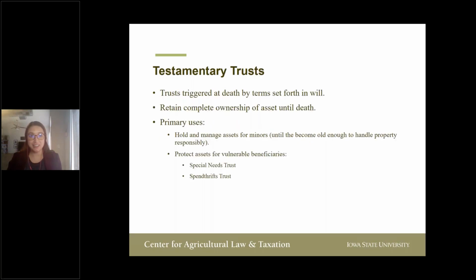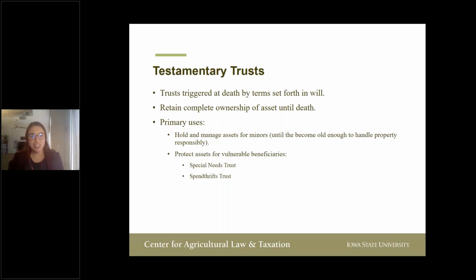So thanks, Guido. There's also a testamentary trust, which, like we talked about, is triggered at death, and is created by the terms described in a will. One of the main advantages of a testamentary trust is that you get to retain complete control and complete ownership of an asset until you pass away. And then the asset can be transferred into a trust.